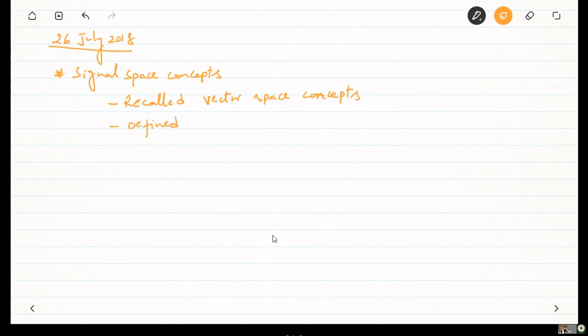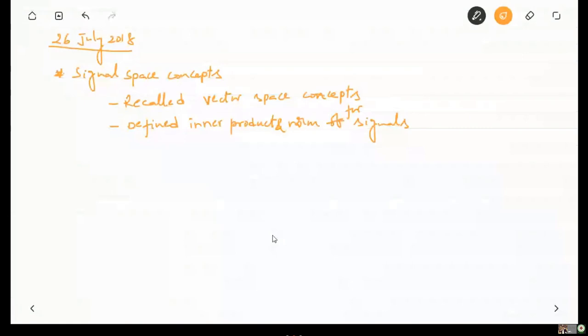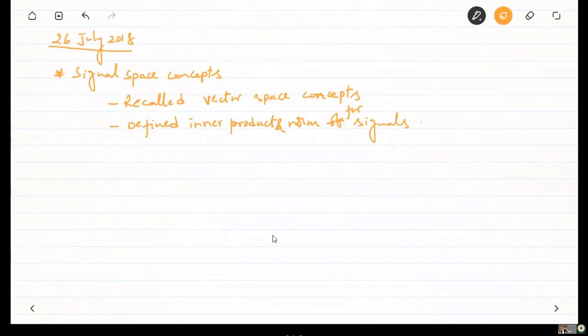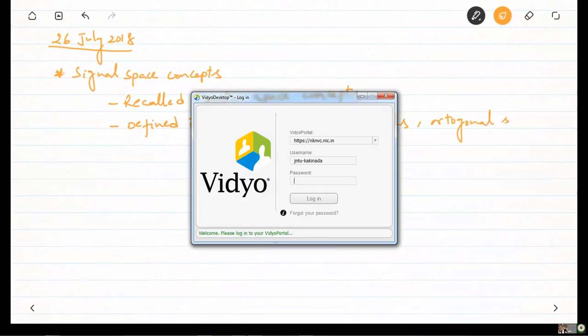So we define inner product and norm for signals. And then we define when we call two signals orthogonal signals.